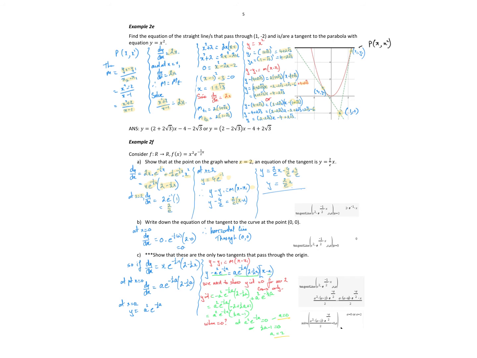What about if we are interested in the equation of the tangent at the point 0, 0? So if I put x equal to 0 into the derivative, I just get 0 times everything, which is just 0. So the gradient at that point is 0. So it's a horizontal line that goes through the point 0, 0. Now, show that these are the only two tangents that pass through the origin.